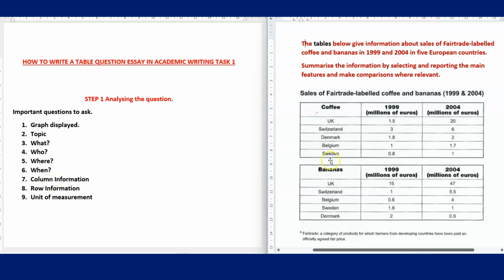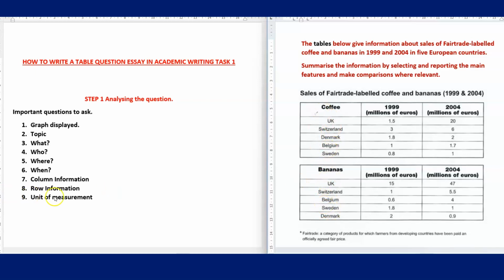So if you take the column, the column is the vertical part of it. Okay, so this side. So what is the information here? So we know that this information is about the countries. So this side refers to the countries. Okay, so we have the UK, Switzerland, Denmark, Belgium, and Sweden here on this side.